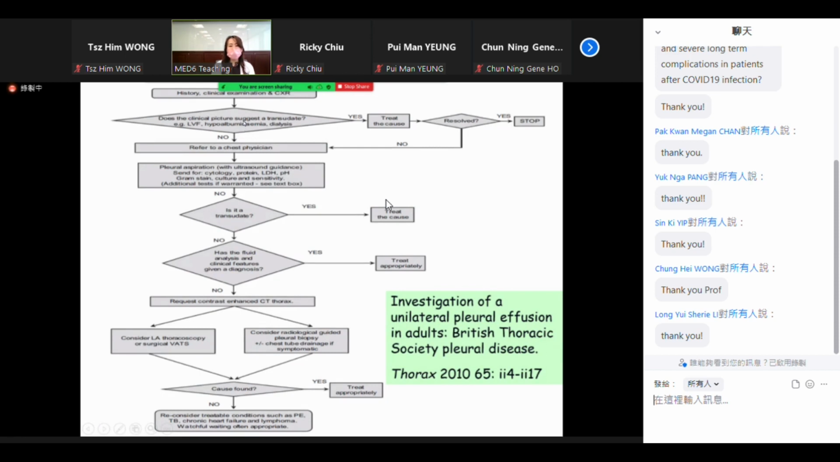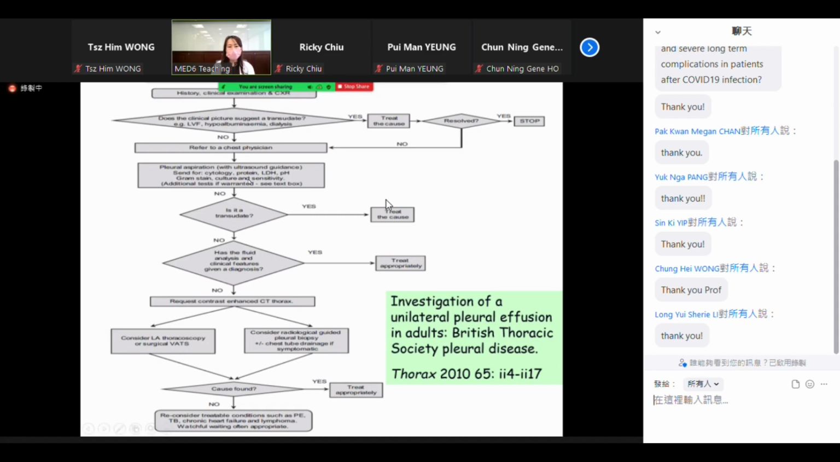If yes, then you have to treat the underlying cause. This may be caused by heart failure, renal failure, or hypoalbuminemia secondary to cirrhosis. If there is no obvious cause found in the history and examination, and the patient presents with unilateral pleural effusion, then we have to do pleural aspiration. This can be done either at the bedside with ultrasound guidance, or guided by chest X-ray, and then we stick a needle in.